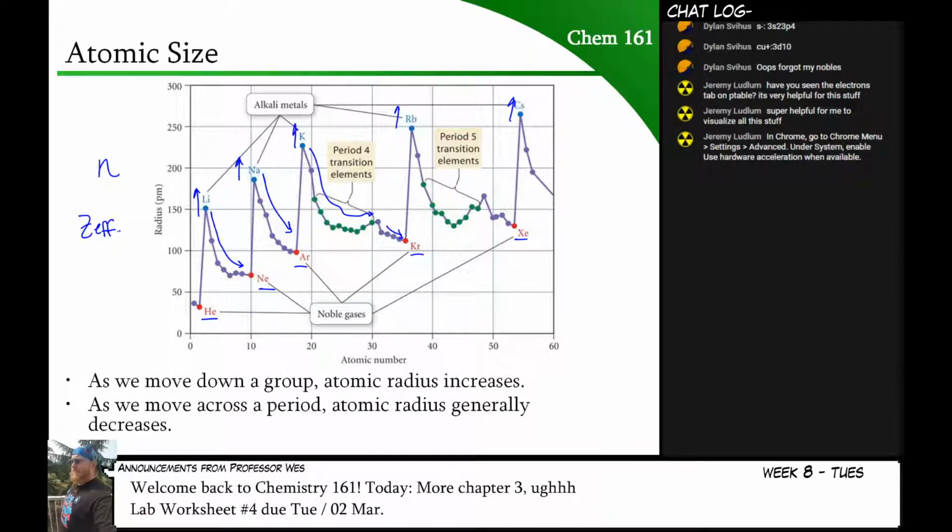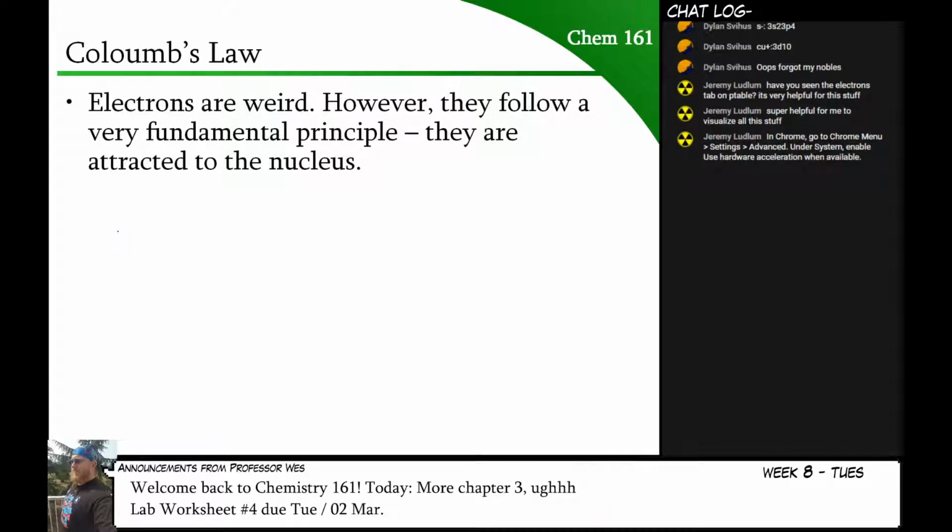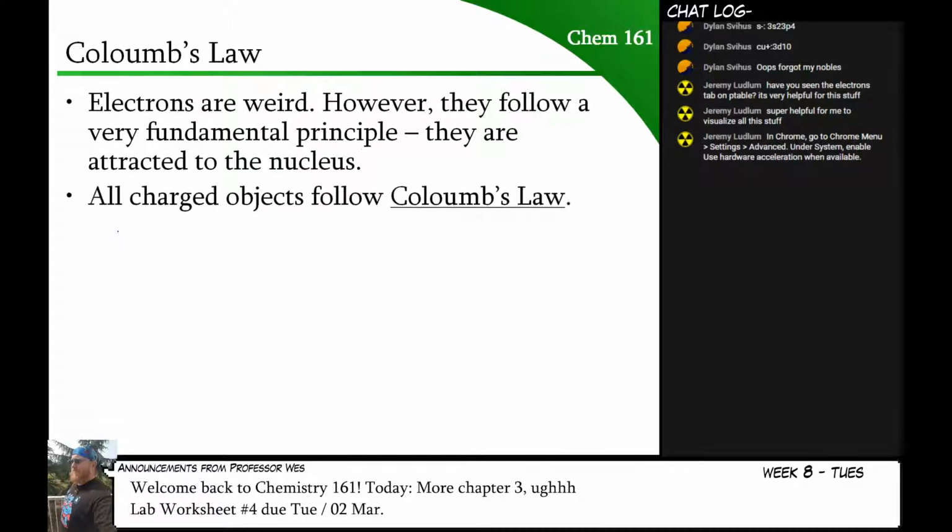So explaining the jumps every time I add a new ring of electrons, every time I add a new shell number, is pretty straightforward. Those electrons are just further away. But explaining the other stuff is going to be easier if we use this formula here. And this is the secret of chemistry. All objects in the universe that have a charge follow this formula.